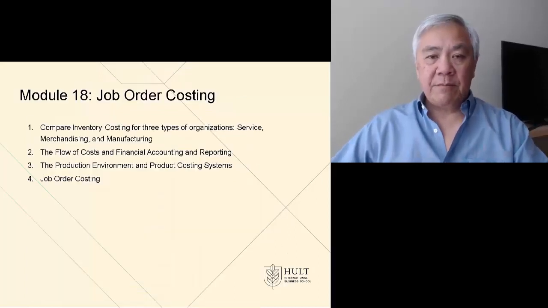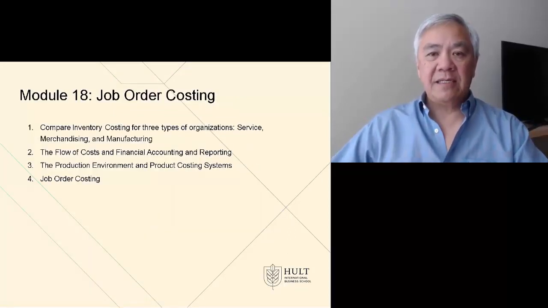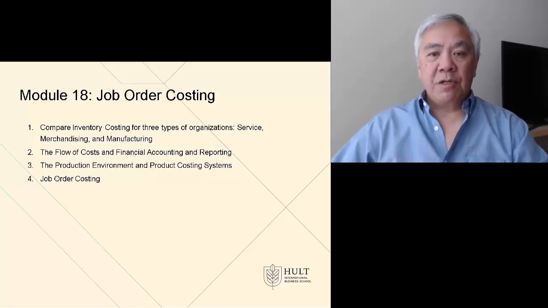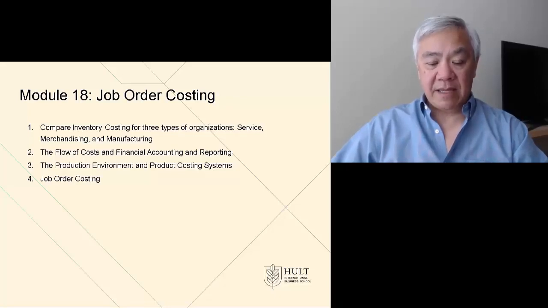Our learning objectives for Module 18, which you'll note is not the entire chapter, is on job order costing. First, we'll look at comparing the inventory costing for three types of organizations: service companies, merchandising corporations, and manufacturing organizations. Second, we'll look at the flow of costs and the financial accounting and reporting that comes with it. Third, we'll look at the production environment and the product cost systems. And finally, we'll do the exact process for one of the inventory methods, the job order costing method.